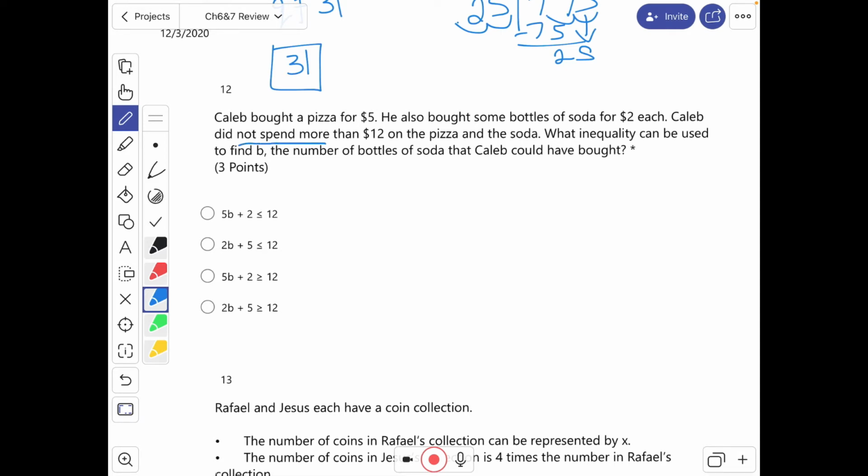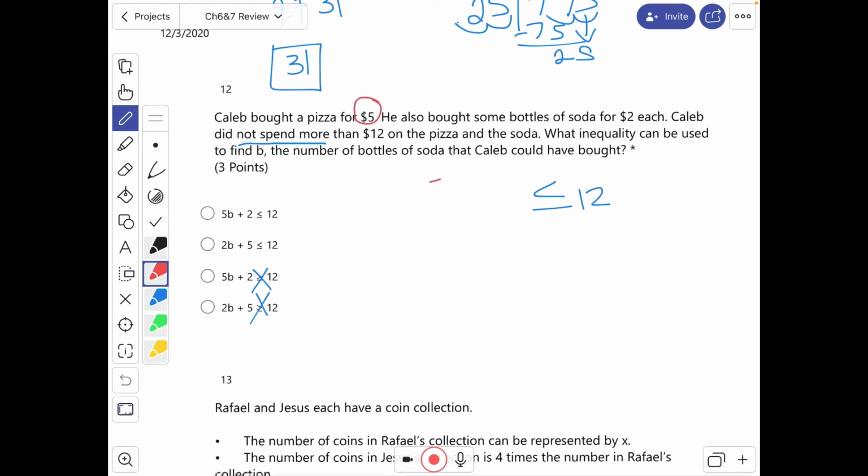Okay, well, first of all, let's go with not more than. So could he spend more than 12? No, it says not more than. So it needs to be less than. Could it be equal to 12? Would 12 be not more than 12? Yes. So it can be less than or equal to 12. So first of all, we can go through and mark out all the symbols that don't have that.